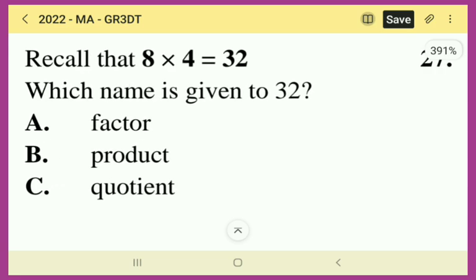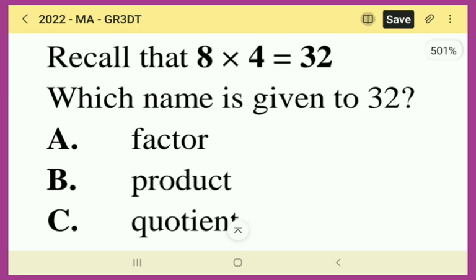Recall that 8 times 4 equals 32. So remember, you must know your tables. Very good. You must know your tables, grade 3. They call on you in every math item to know your tables. All right, so 8 4s are 32, which is the same thing as 4 8s being 32. Which name is given to 32? So when we multiply, what name is given to the answer that we get? A says we call the answer factor, B says we call the answer product, and C says the answer is the quotient. Which is it, boys? Louder than that. I know you have loud voices. Shout out the answer.